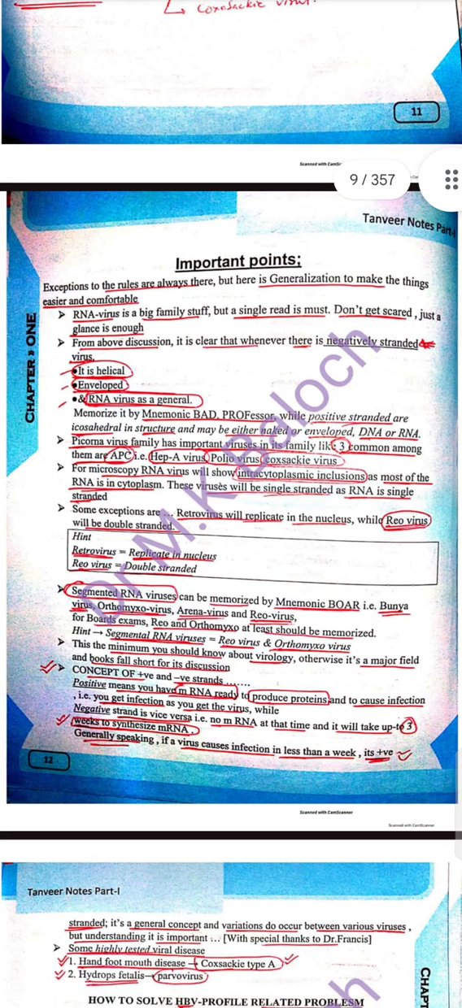Concept of positive and negative strands. Positive means you have messenger RNA ready to produce proteins and to cause infection. That is, to get infection as you get the virus. While negative strand is vice versa, no messenger RNA at that time, and it will take up to 3 weeks to synthesize messenger RNA. Generally speaking, if a virus causes infection in less than a week, it's positive.